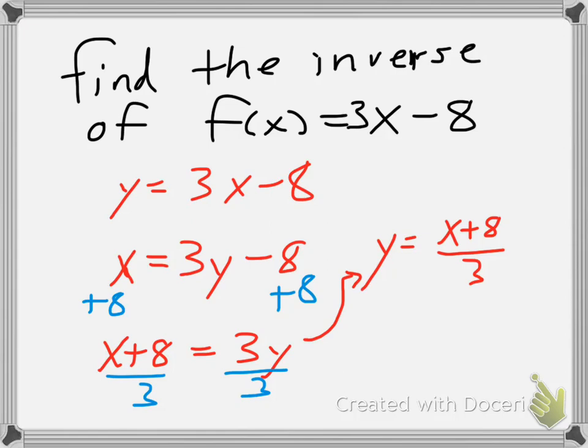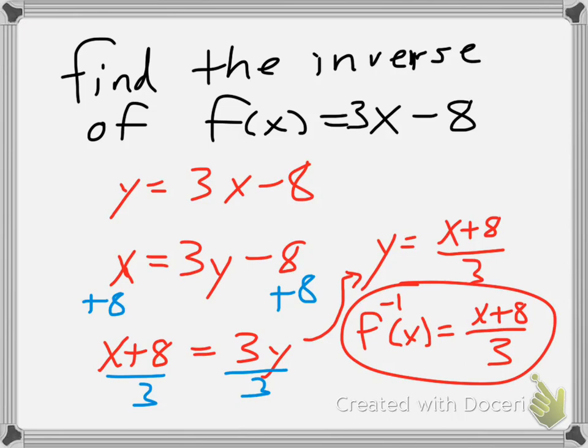Last thing I will do though, if I'm going to make this a true inverse function, I need to write it with the proper notation. So I'm going to say y is instead going to be inverse f of x equals the same thing. And there's my inverse. So again, I'll switch x and y, solve for y, and then I rewrite it with inverse notation, and that is my inverse function.